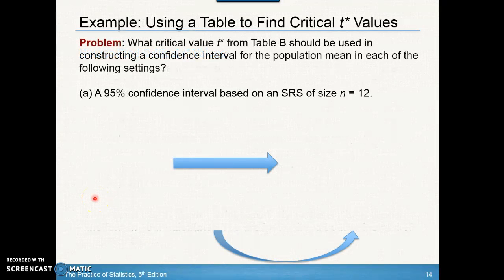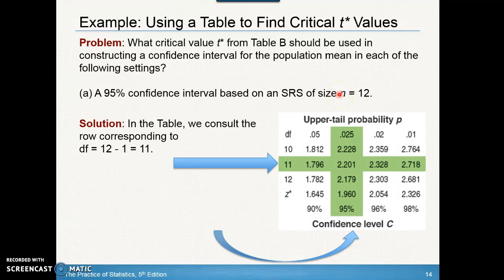Okay, so what critical t-value? Sometimes you can use it from a table. There is a table in your notes, and sometimes it's easier to find it from your notes than from a calculator. So what critical t-value from table B, and I know this is table B, but yours is just a table that's in this section, should be used in constructing a confidence interval for the population mean in each of the following settings. So we want a 95% confidence interval based on a simple random sample of size 12. So this is the same as the last section.